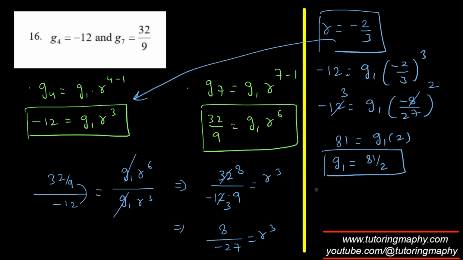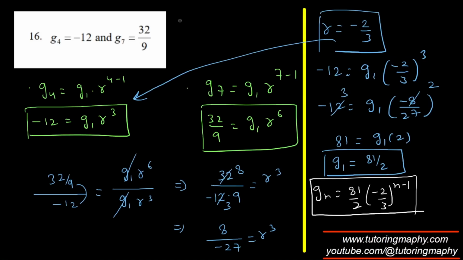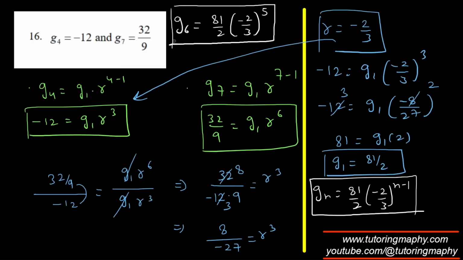So the equation that we have is Gn is equal to G1, which is this, and common ratio, which is this, raised to n minus 1. And if you want to find G6, then we're just going to write here, G6 will be equal to 81 over 2, negative 2 over 3, 6 minus 1 is 5. I'm not going to simplify that. It's fine if we leave it like that. So that's our final answer.